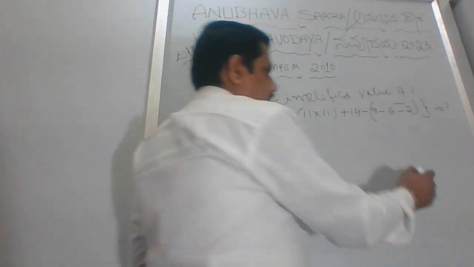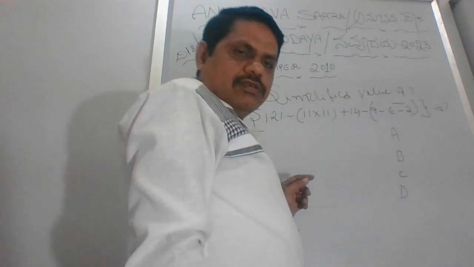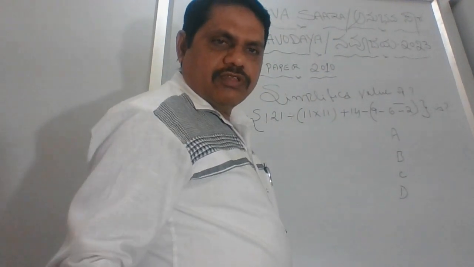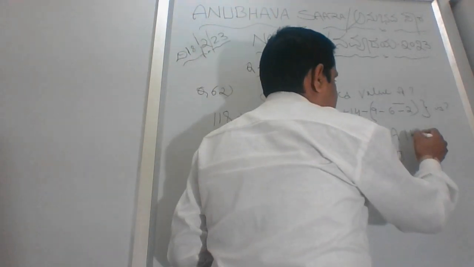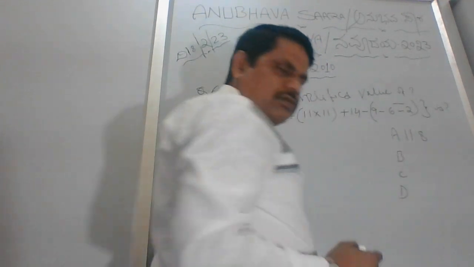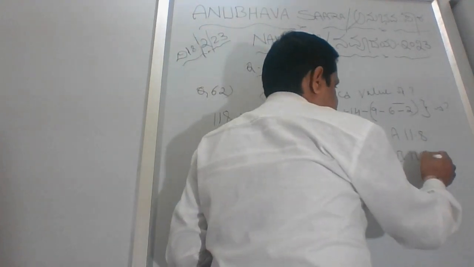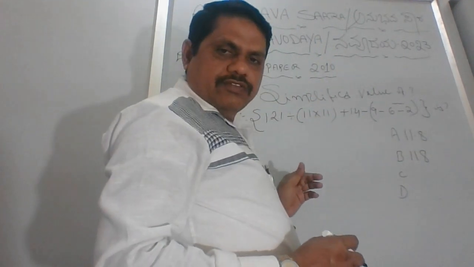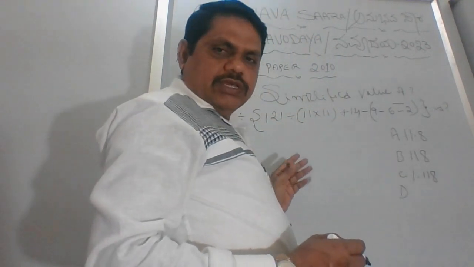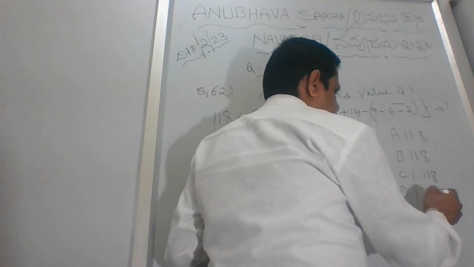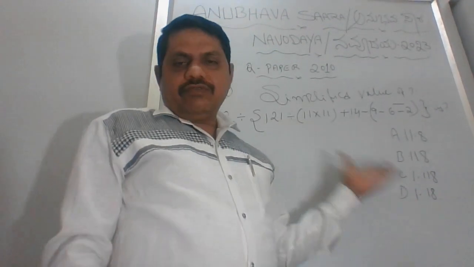The answers, I'll tell you here: A, B, C, D. I think you can see this. So A is 11.8, B is 118, C is 1.118, and D is 1.18. Clear? So we got the question and we got the options.